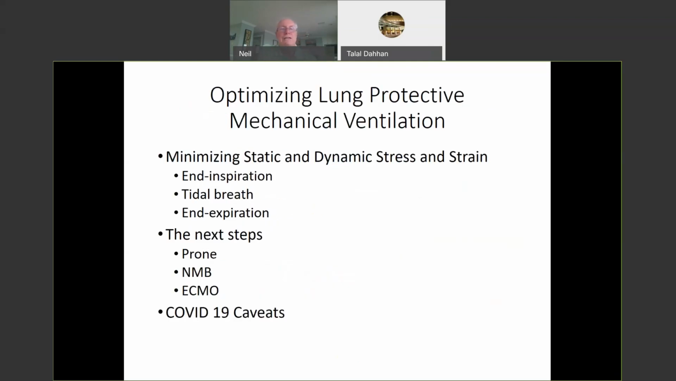So I've tried to cover a lot here. The basic principles, again, are to minimize static and dynamic stress and strain at end inspiration, during the tidal breath, and at end expiration. Proning, I think, has a role. I think neuromuscular blockers have a role in selected patients with high oxygen consumption, severe hypoxemia, and difficult to synchronize or fighting the ventilator. ECMO, I think, is reasonable in this population for those who have failed all the steps above.